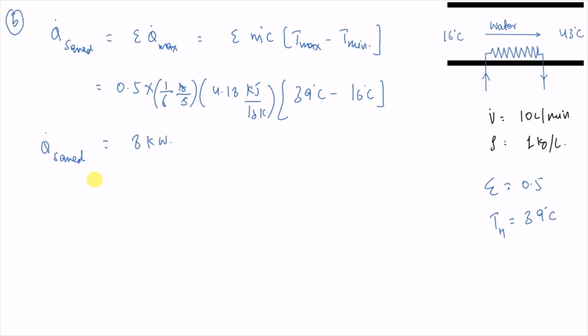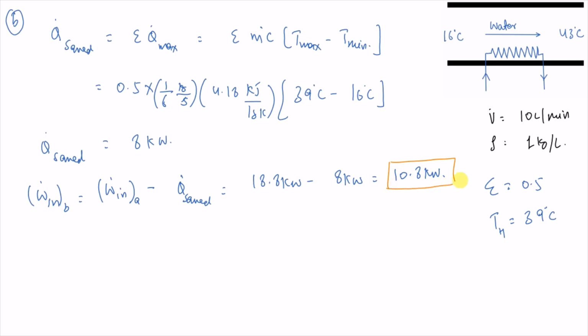So if we calculate the amount of required power input, the power input in the B part will be the power input in the A part that we have calculated minus Q saved. This value we have obtained as 18.8 kilowatt, and this one is 8 kilowatt. So after subtracting, we'll get 10.8 kilowatt. So this is the actual power input for the B part if we are using the heat exchanger that has an effectiveness of 0.5.